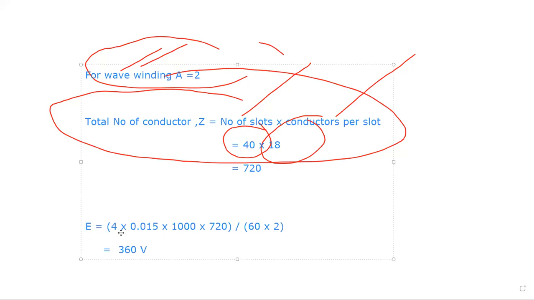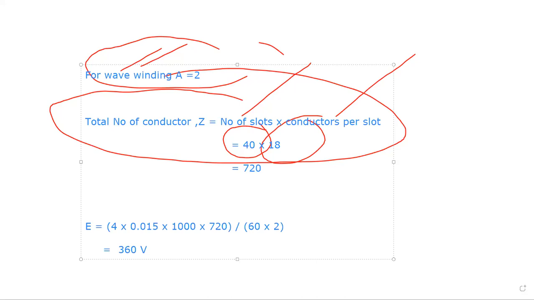So we already know the formula. What is the formula? P into flux into N into Z divided by 60A. So now you know everything. P is given, flux per pole is also given, that is magnetic flux. P is 4, magnetic flux is 0.015, and N is 1000. Z you already calculated, that is 720. 60 is constant and A is 2.